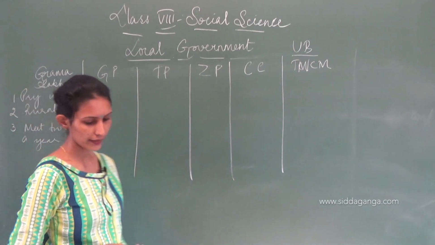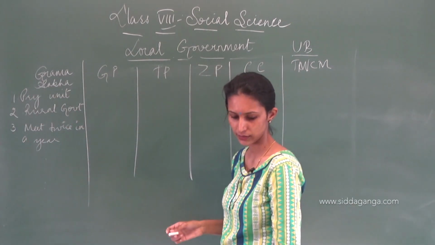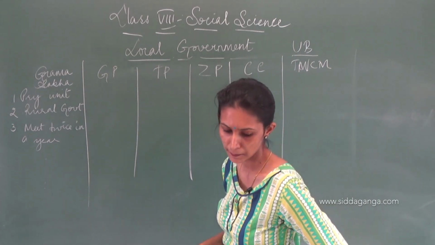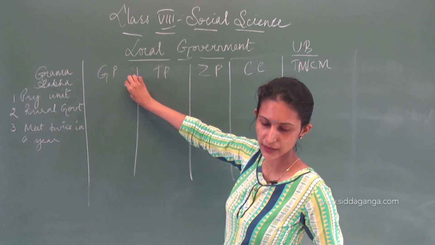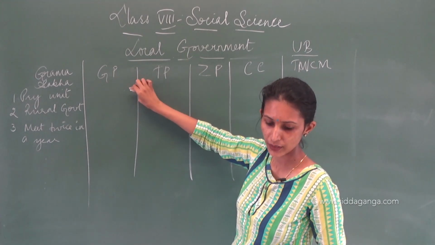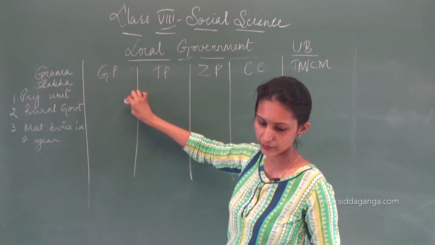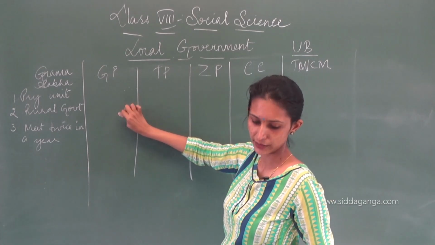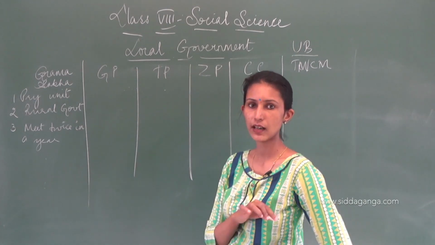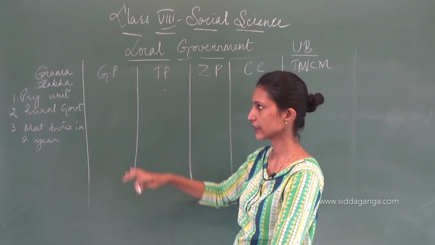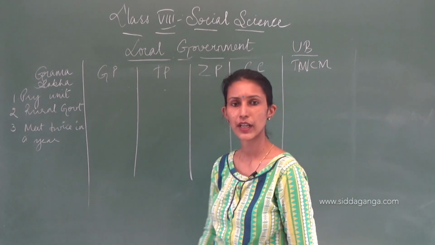Now, the Gram Panchayat. What is the first point? How many people are there? That is 5,000 to 7,000 people who form the Gram Panchayat. Then who has the Gram Panchayat? In the Taluk Panchayat, then how did you get the Taluk Panchayat? So write points like this and then you can figure it out.